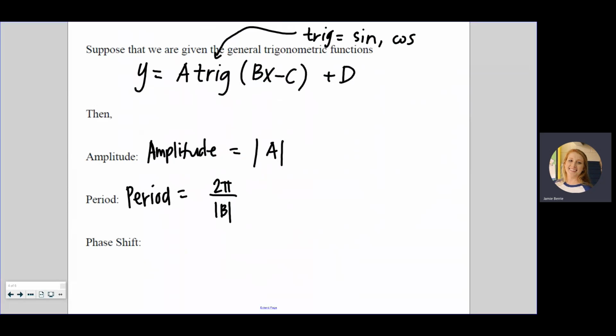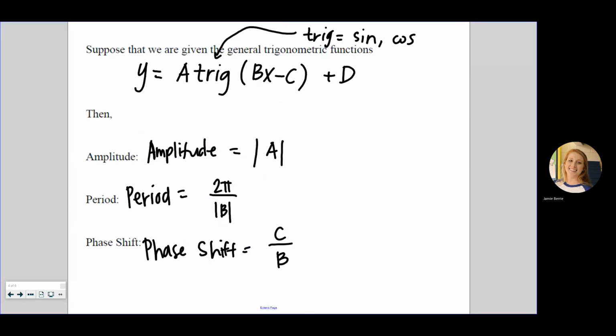Now the phase shift is just the horizontal shift for the function, so nothing fancy here. No fancy or complicated description or definition. It's just the horizontal shift. They just call it a phase shift. And you find this by doing c over b. All right, so the phase shift is c over b, where again c is this number here and b is the coefficient on x.